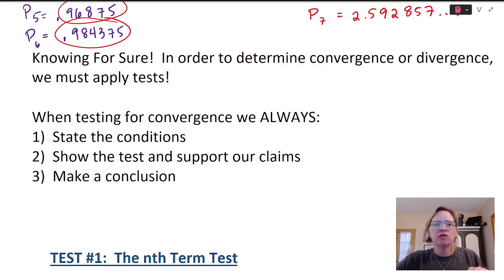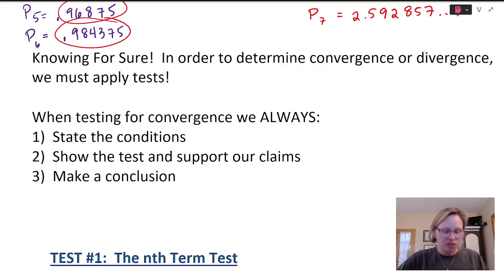The first thing we want to do is state the conditions necessary for using the test. The second thing we want to do is show the test. Since different tests are going to have different things we need to show, we're going to show the work and lay out a proof for how we know that a series converges or diverges, and then we always need to state our conclusion. The conclusion is basically, therefore the series converges, or therefore the series diverges, based on what we show in step 2. But we need to always do these 3 things: conditions, test, and conclusion. Those are our 3 really important things.